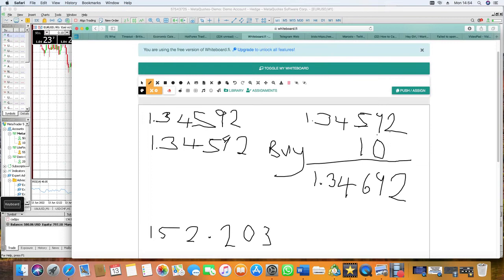And if you are selling and you wanted to take your profit from 10 pips, so if you are selling 10 pips will be, as the buy was plus, the sell will be minus 10 pips. So minus 10 pips, this one will be, so you subtract 10 pips from the 4 decimal place.